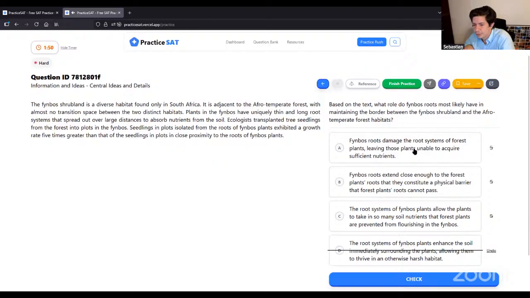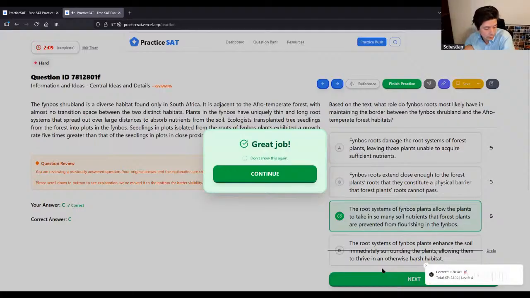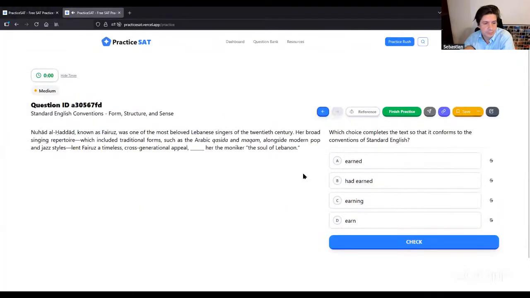Roots damage the root systems, leaving those unable to acquire sufficient nutrients. So I'm thinking it's C, but I'm just checking. Extend close enough to the forest that they constitute a physical barrier. Let's go with C. Exactly, because they're eating it up and they're taking away nutrients, but they're not like killing it off the way it would be with A, possibly.